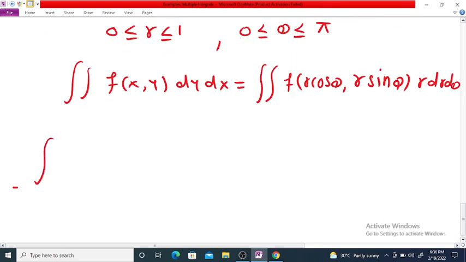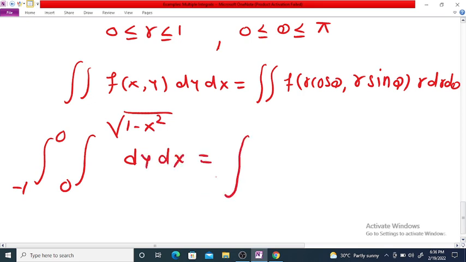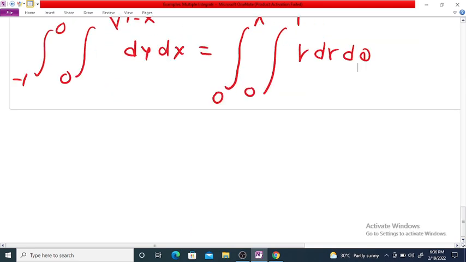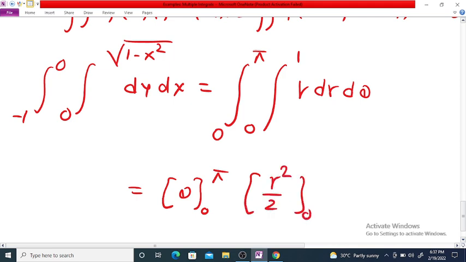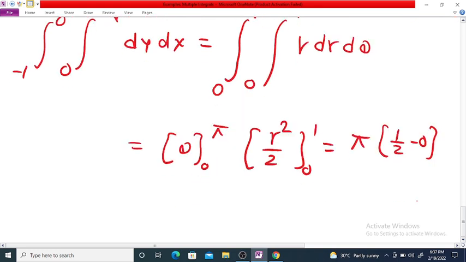So the given integration is minus 1 to 0, 0 to under root of 1 minus x square, dy dx, which is equal to: the limit of theta is 0 to pi and the limit of r is 0 to 1. Here both the limits are constant, so the integration of d theta is theta from 0 to pi, and the integration of r is r square by 2 from 0 to 1. So this is pi times 1 by 2 minus 0. So the answer is pi by 2.